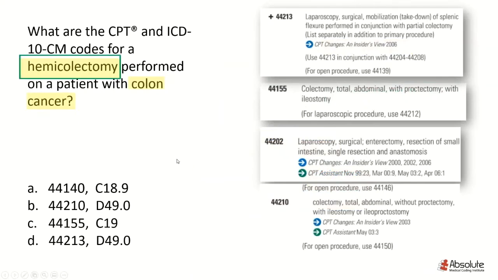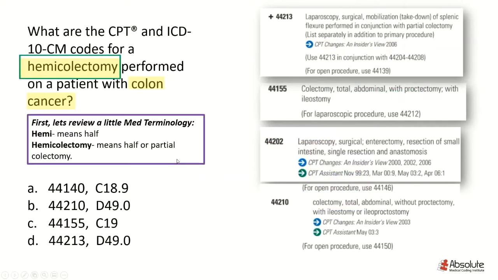All right, for this one, we are indeed coding for this hemicolectomy. You guys know I love my med terms. It helps you to become a better, more solidified coder. Hemi means half. Hemicolectomy means we're doing a half or partial colectomy. Right off the bat, this 44213 is an add-on code. We don't even have to start reading what else it's saying, because this would not stand by itself. It wouldn't be first listed.